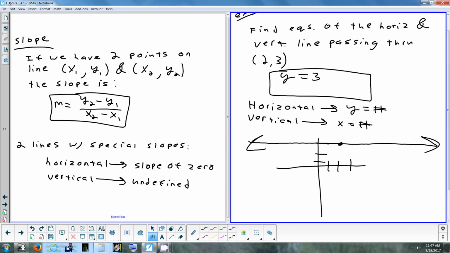How about the vertical line that would go through that same point? X equals 2. That's it. There will be a question on the test with that, so just don't mix up which one is which. Y equals is horizontal, x equals is vertical.